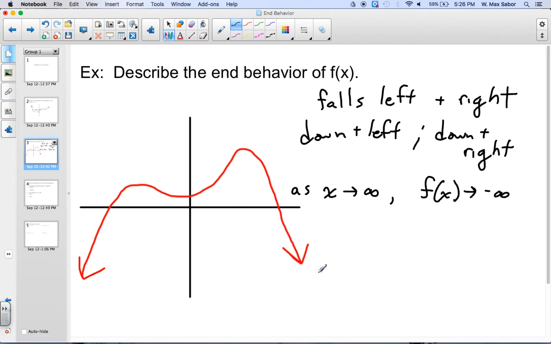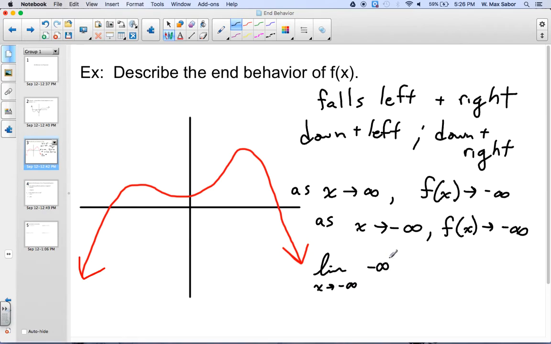And this describes the right side. X is going to infinity, to the positive side, and f of x is going to negative infinity. Also, as x goes to negative infinity, so this is talking about the left side, f of x goes down. That's going to negative infinity. Another way of saying this is that the limit as x goes to negative infinity is negative infinity.